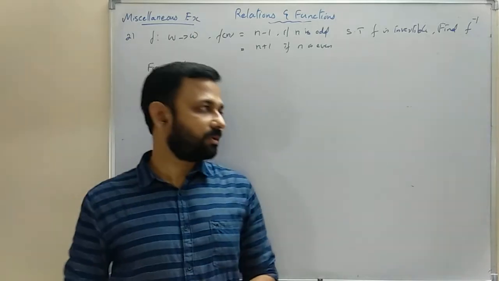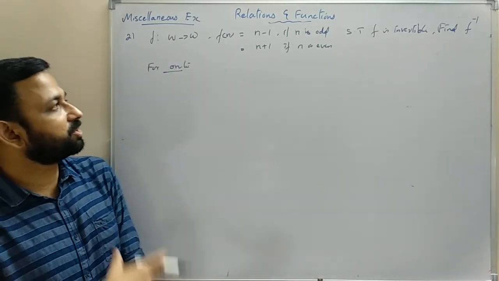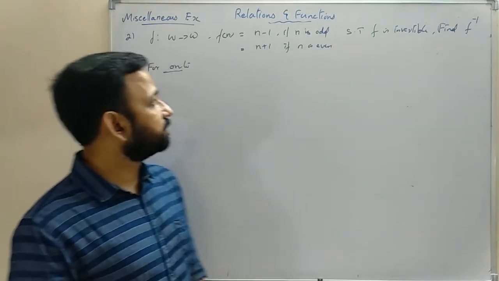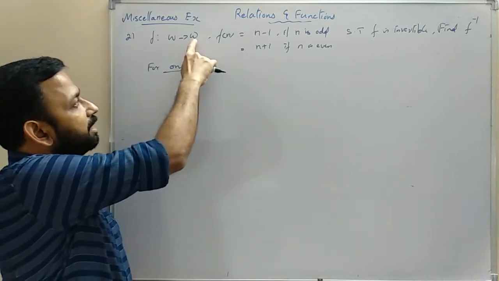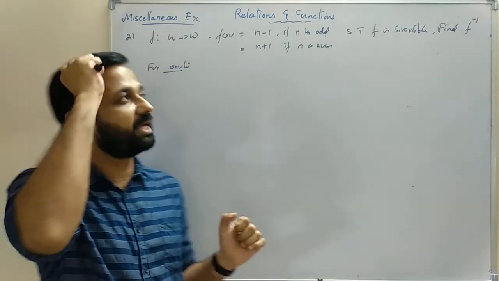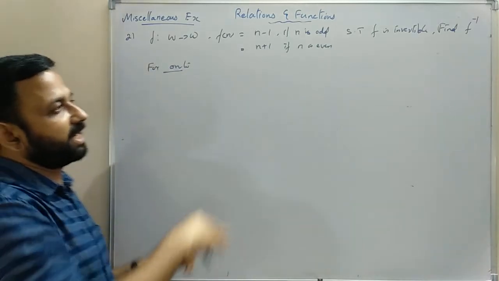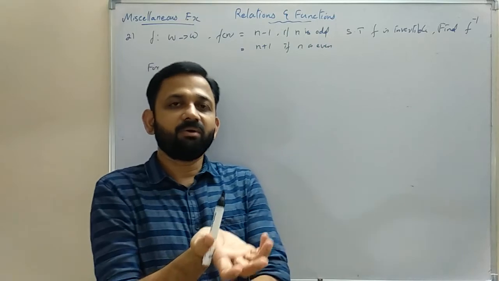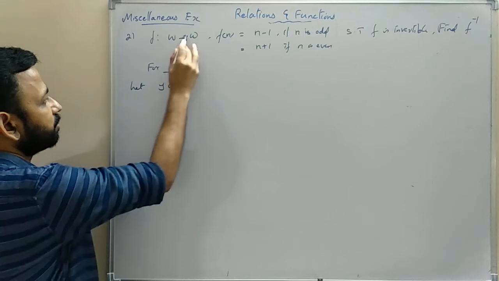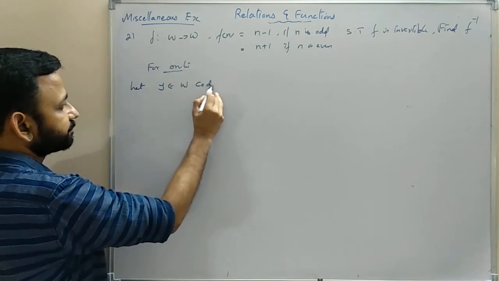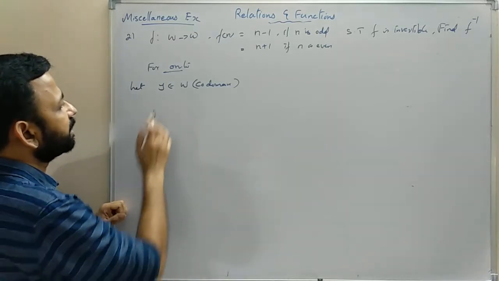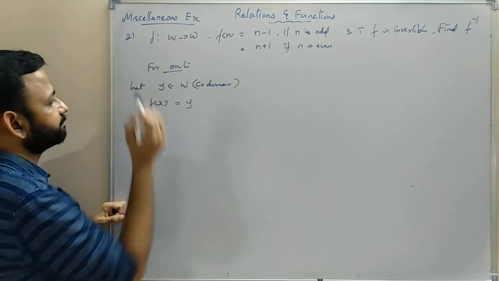when we prove the function is onto, we need to show that the range and the codomain are equal, or we need to prove that corresponding to every element from the codomain there exists an element in the domain such that f of x is equal to y. Then we can say that range and codomain are equal, and the function will be an onto function. So for onto, let y belong to the codomain. Then f of x is equal to y.